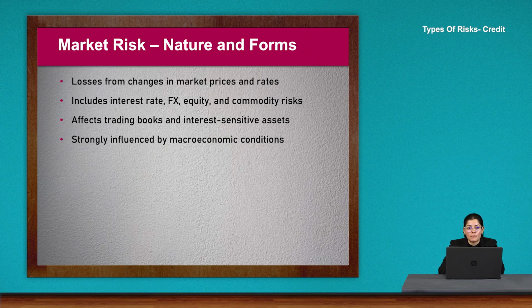Now, what are the forms of market risk? First one is interest rate risk. Changes in rates alter the present value of fixed income instruments and affect the interest margins. Second is foreign exchange risk. So gains or losses result from currency movement in cross-border exposures. Third one is equity price risk. So declines in stock market reduce the value of equity holdings. Fourth one is commodity risk. So it is relevant where the banks finance commodity-linked activities or clients that are dependent on commodity prices.